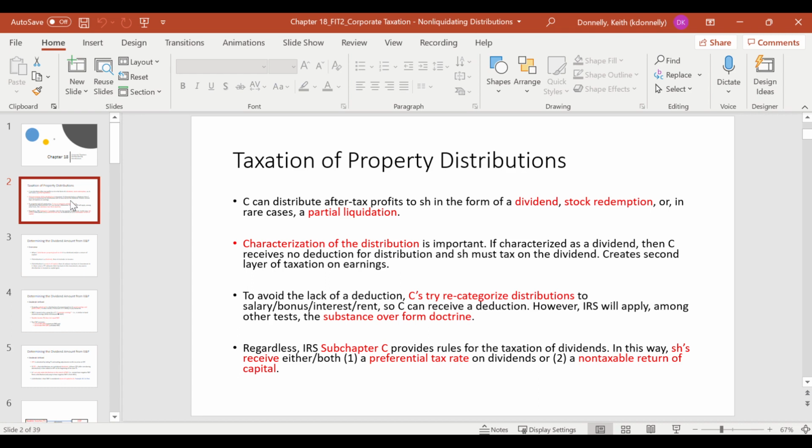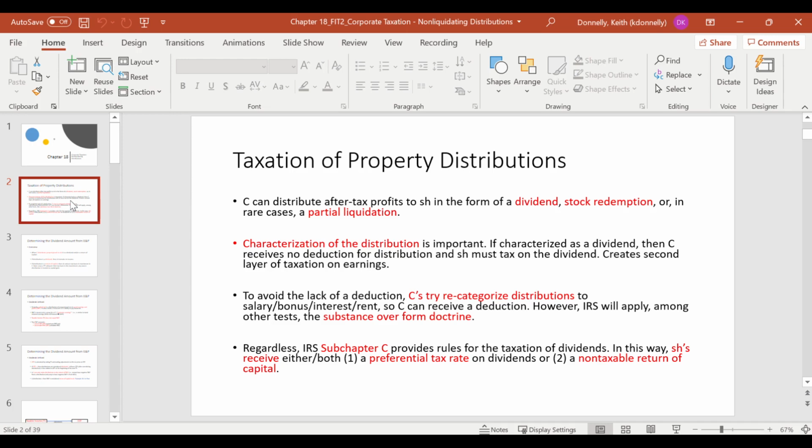Now, however we characterize this distribution to the shareholder, it's important because there are different tax consequences for each of the parties involved, the corporation and the shareholder. If it's characterized as a dividend, then the corporation is not going to get any deduction for that distribution, and the shareholder obviously is going to have to pay tax on that dividend. So that's the second layer of taxation that we discussed with corporations.